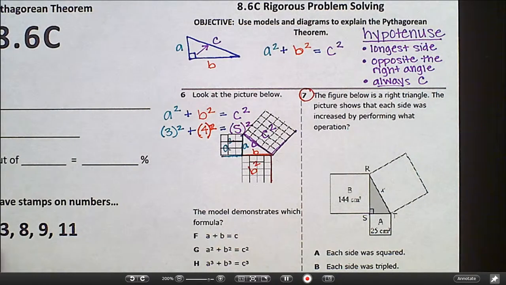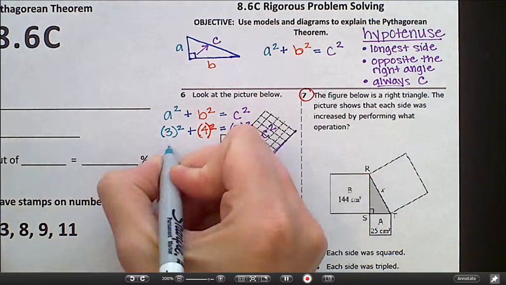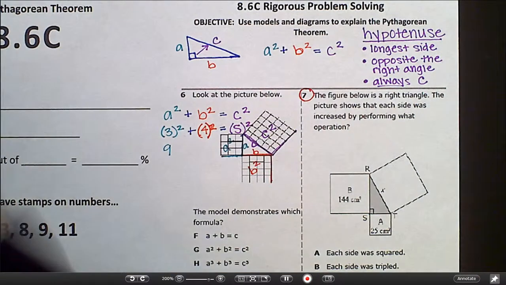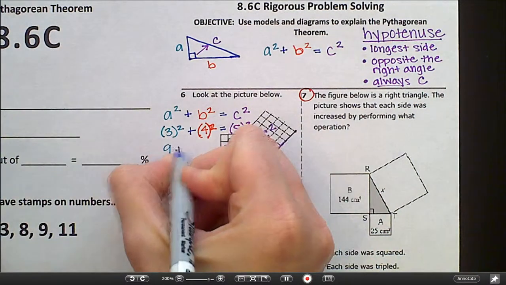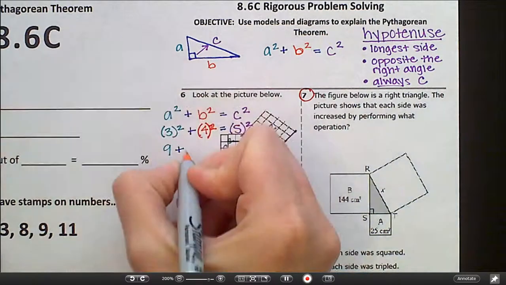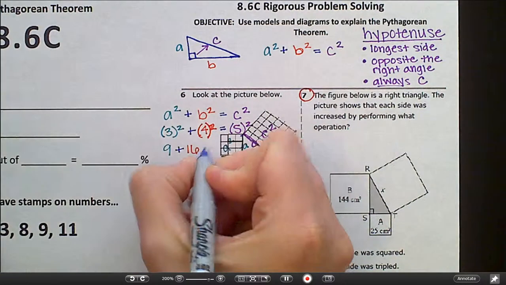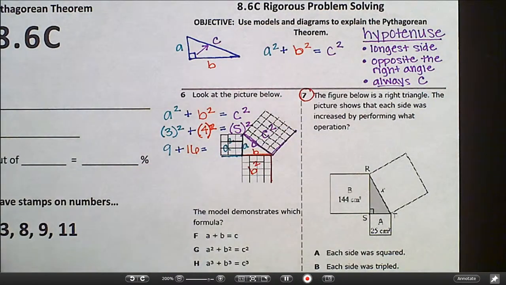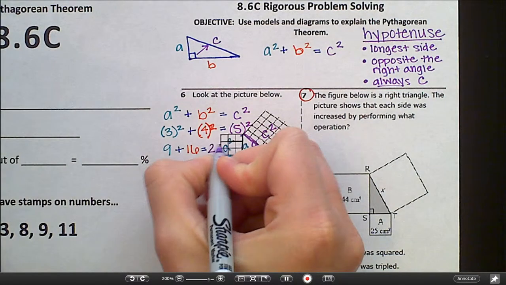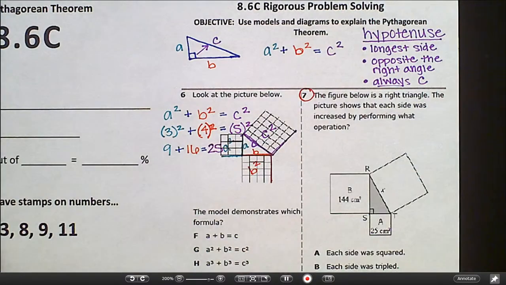And then we can do these in our head, or we can just put them in the calculator. 3 squared is 9. 4 squared is 16. And 5 squared is 25. And 9 plus 16 is 25. So that means that this works.